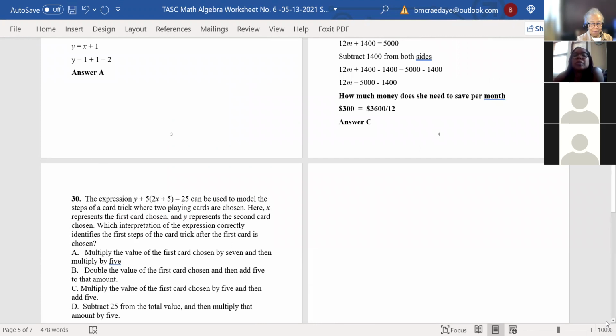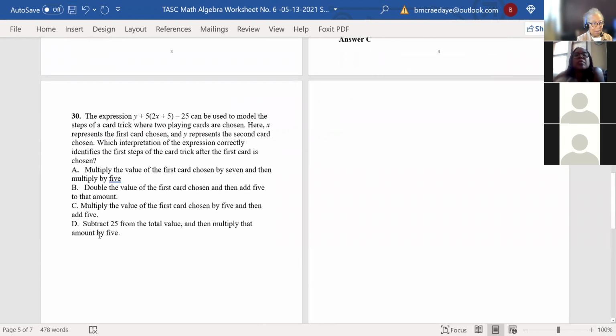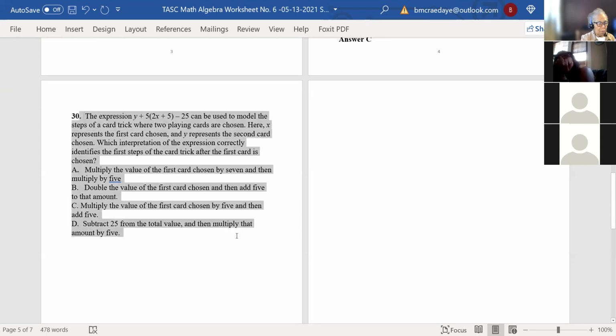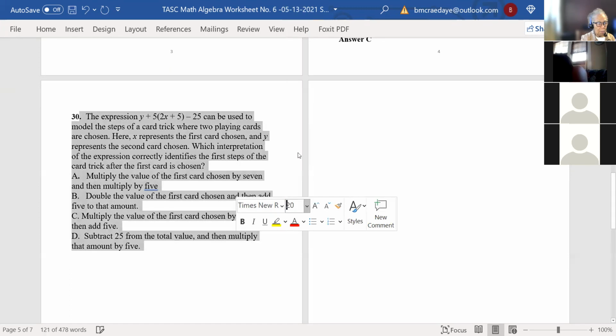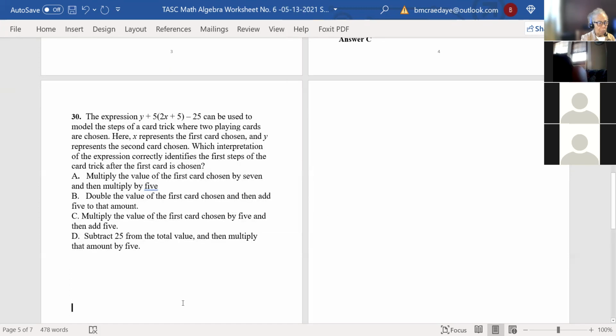Okay, number 30. Read it, Maureen. The expression y plus 5, 2x plus 5 in parentheses, minus 25, can be used to make the steps of the card trick.